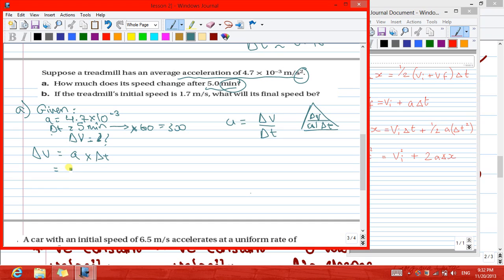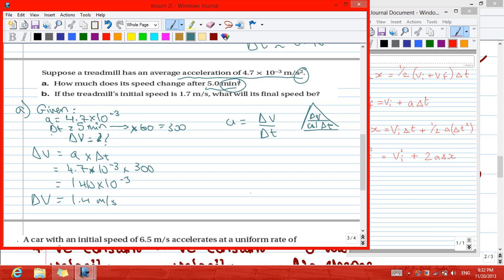which equals 4.7 times 10 to the negative 3 times 300. So it will equal 4.7 times 300, which is 1410 times 10 to the negative 3. We have to move the point. It's going to equal 1.4 meters per second. So that's for the delta V.